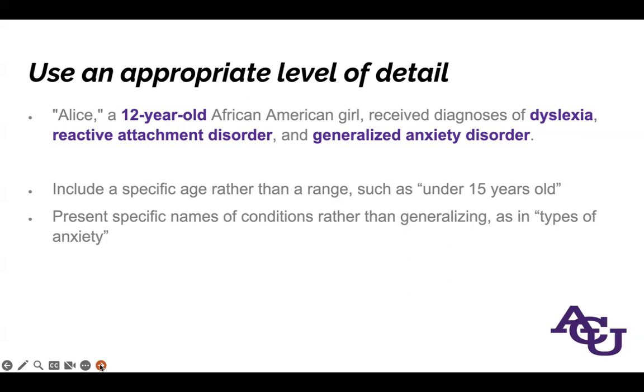This example shows that APA prefers including a specific age, 12 years old, rather than an age range, such as under 15 years old. Also, the example shows that a writer should present specific names of conditions. So we have dyslexia, reactive attachment disorder, and generalized anxiety disorder. APA prefers these specific names of conditions rather than generalizing, as in types of anxiety.